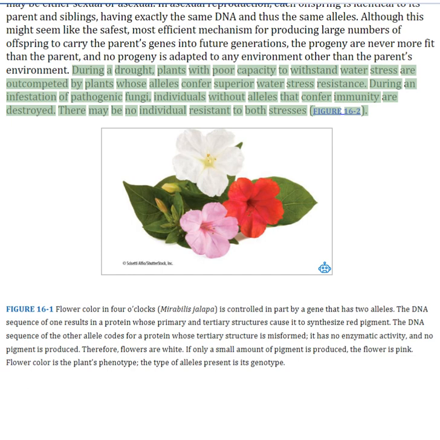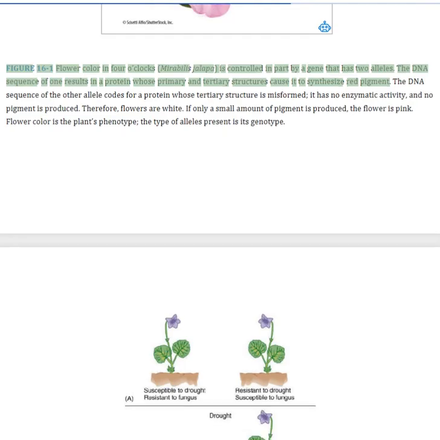During an infestation of pathogenic fungi, individuals without alleles that confer immunity are destroyed. There may be no individual resistant to both stresses. Figure 16.1: one flower color in 4 o'clocks is controlled in part by a gene that has 2 alleles. The DNA sequence of one results in a protein whose primary and tertiary structures cause it to synthesize red pigment.